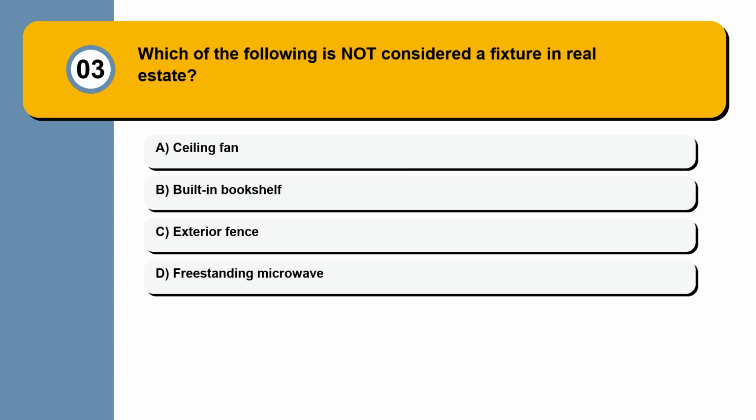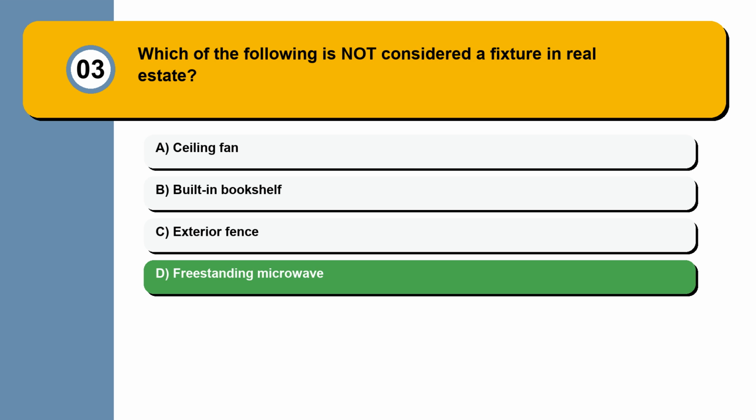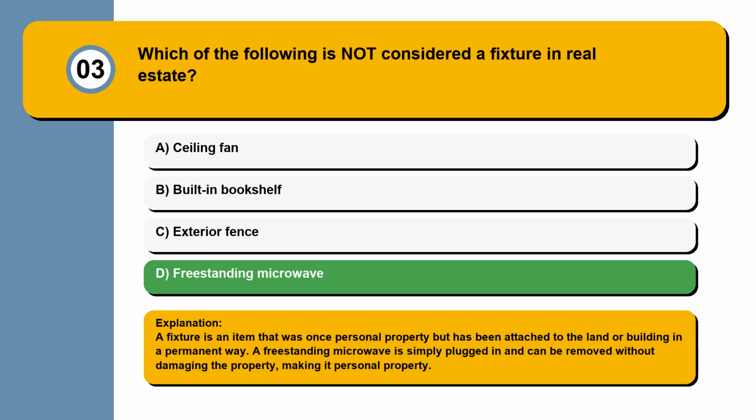Question 3. Which of the following is not considered a fixture in real estate? Ceiling fan, built-in bookshelf, exterior fence, freestanding microwave. A fixture is an item that was once personal property but has been attached to the land or building in a permanent way. A freestanding microwave is simply plugged in and can be removed without damaging the property, making it personal property.